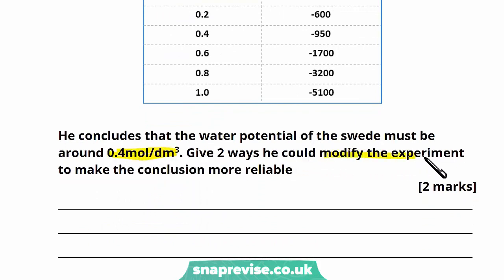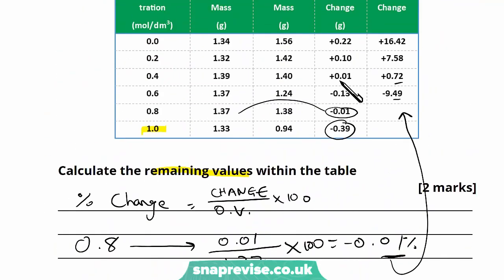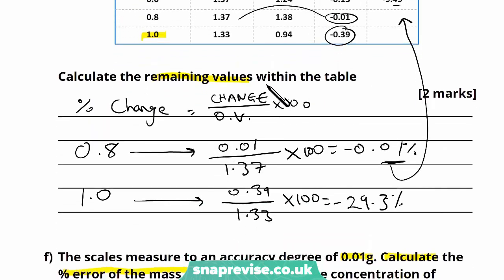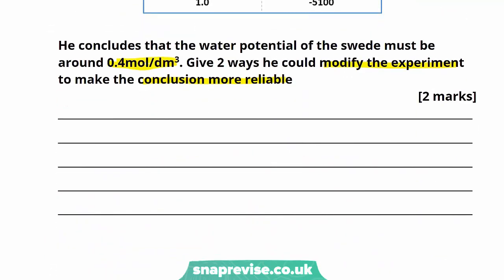Give two ways he could modify the experiment to make the conclusion more reliable. So what you might want to do at this point is just look at how he's come to this conclusion. So he thinks it's about 0.4. So if we look at 0.4, which is minus 950 kilopascals, back up at the original table at 0.4, there's barely any change in mass. So compared to the others, this is probably the most likely water potential of the actual Swede. So two ways that he could modify the experiment, I'll show you now.